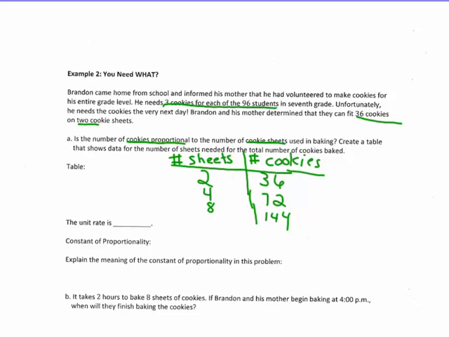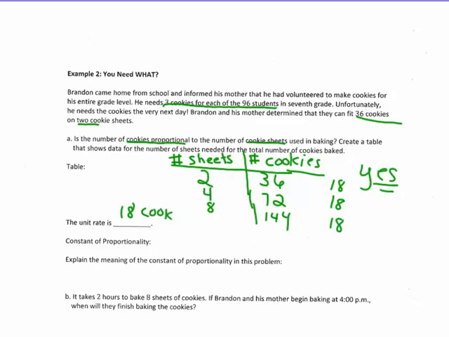So I have to check my unit rates for these. 36 divided by 2 is 18, 72 divided by 4 is 18, 144 divided by 8 is 18. So is it proportional? Yes. How do I know that? Because the unit rates are all the same. Another name for that unit rate is constant of proportionality. So the unit rate is 18 cookies.